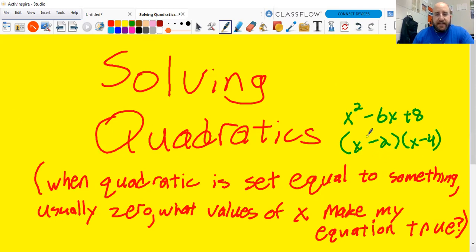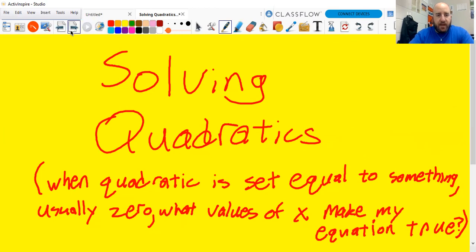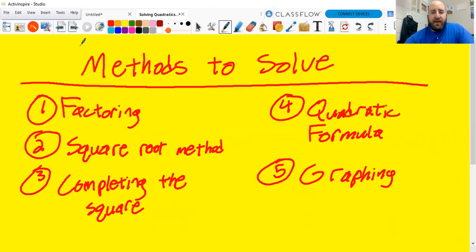So solving takes that a step further. We actually set the quadratic equal to something, usually 0. So we got to figure out what values of x would make my equation true. So what could I plug in for x here that would cancel all this out to 0? What could I plug in for x here where when I multiply these two things together, I get 0? Like that. All right. So like I said, we have 4 videos.